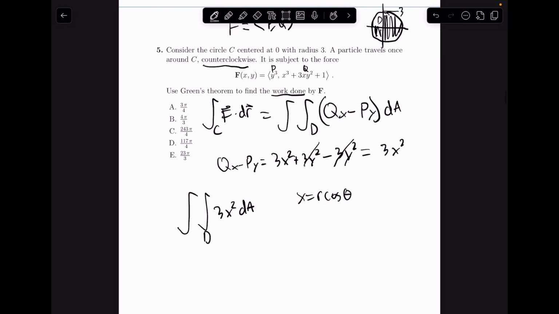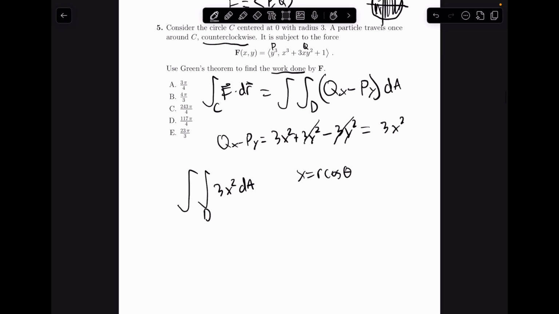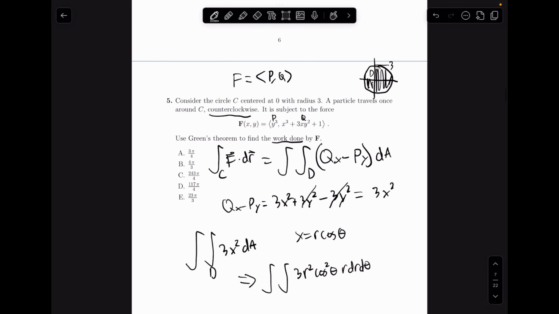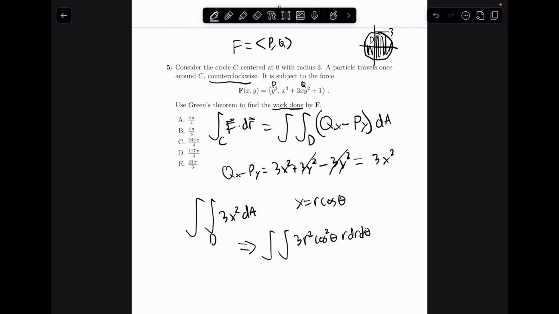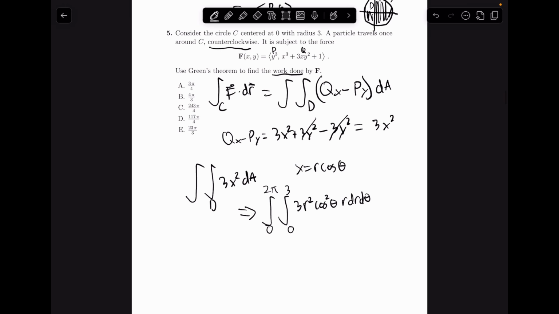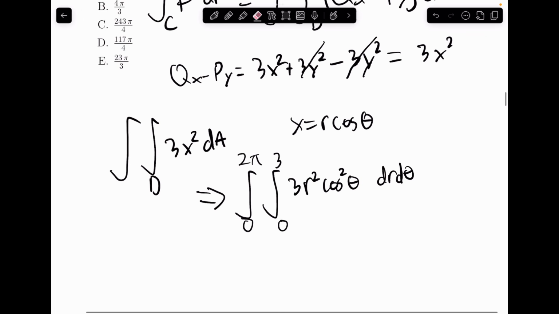So when we plug in here, we're going to be left with the double integral of 3r squared cos squared theta. And don't forget the conversion from dA to polar. We're going to get r dr d theta. And it says once completely around C counterclockwise, so counterclockwise means our theta goes from 0 to 2 pi. And our r is, of course, 0 to 3 because our radius is 3. So we could clean this up, get rid of the r, and just add 1 to the exponent.